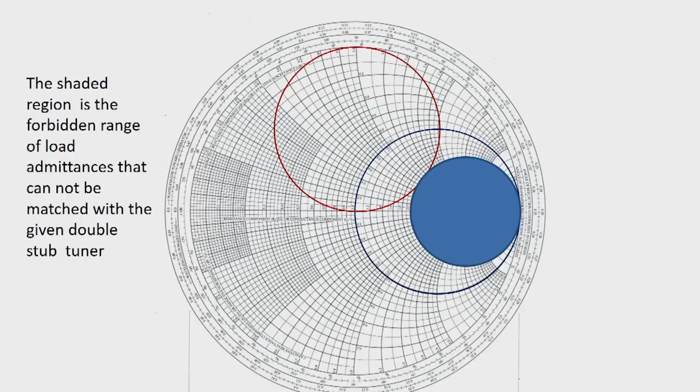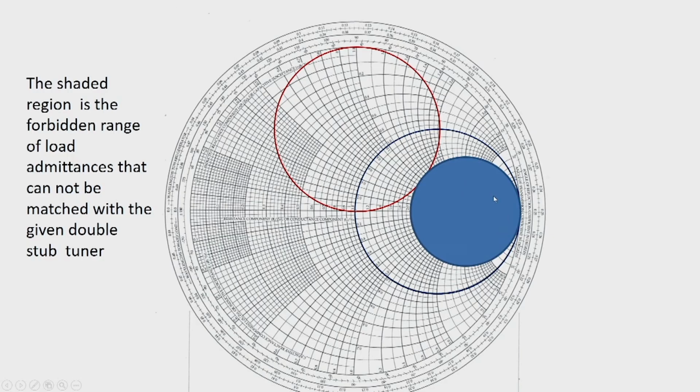Another point we should remember, we have shown a shaded region, and what we notice is that if YL lies within this shaded region and we follow a constant G circle, we cannot have an intersection with the rotated G equal to 1 circle. That means, for the given arrangement of the stubs, we cannot find a solution for this range of YL.